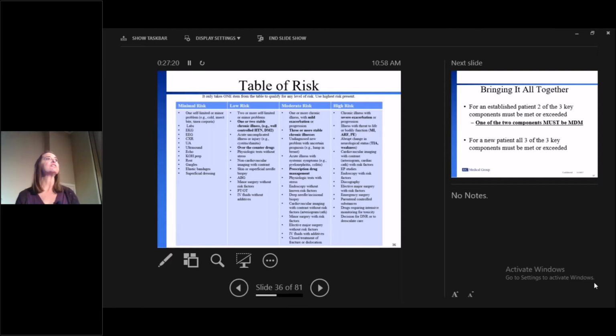Or if someone with cholesterol, and normally you were giving them over-the-counter fish oil, and now you're going to be prescribing Lovaza. That's now bumped you up to prescription drug management, and so you're bumping them up to the next level.